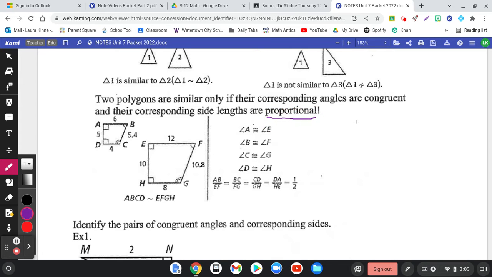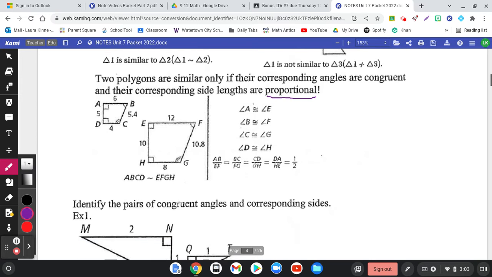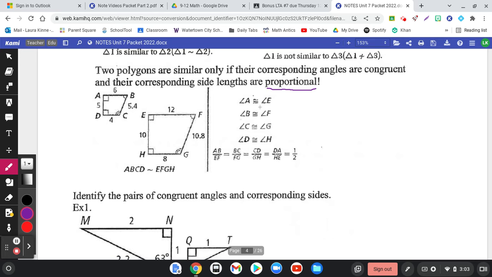Now, that does not mean that they're the same length, because clearly this figure is not the same size as this figure. So let's see how we can work with these. First of all, if you notice the markings, you have two right angles, so those are both 90 degrees. And then here, we have one arc, and then we have two to match, so those angles are the same. And it tells you over here what angles match.